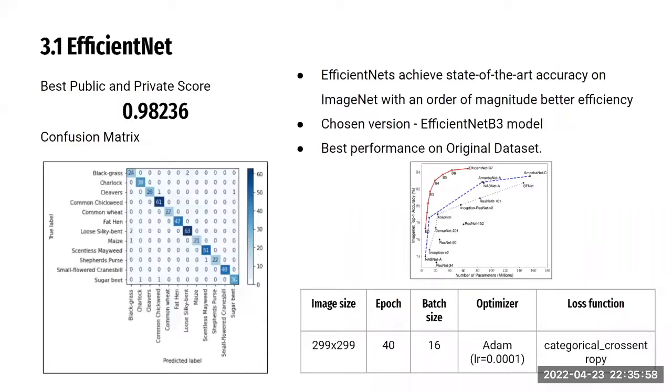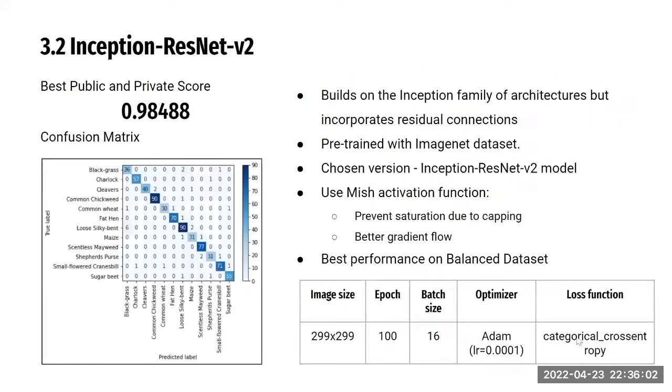Okay, and the next model is Inception ResNet V2, which is a CNN model that builds on the Inception family but incorporates residual connections. This type of connection is a type of skip connection that learns the residual functions with reference to the layer input instead of learning unreferenced functions.